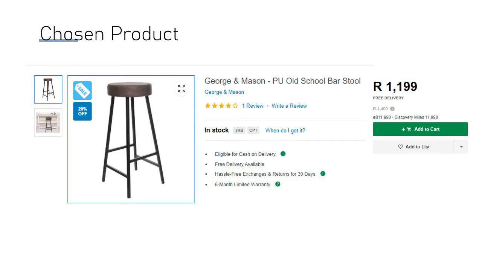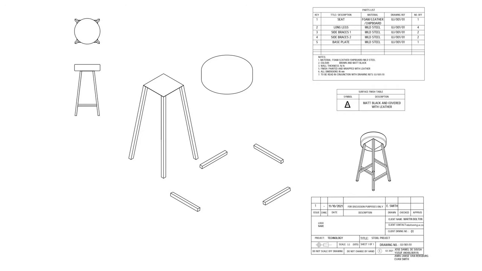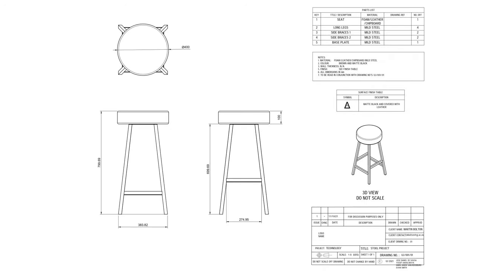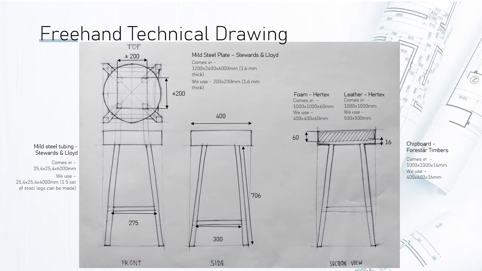The product consists of 4 legs plus side braces which are welded together and attached to a base plate. This is also attached to a circular wooden base which houses a foam padding and leather covering. The legs are constructed from mild steel tubing due to its availability and inexpensiveness, and the wooden base is made out of chipboard as it is also widely available, inexpensive, and commonly used in a variety of furniture products.